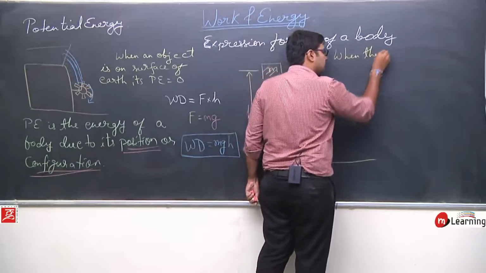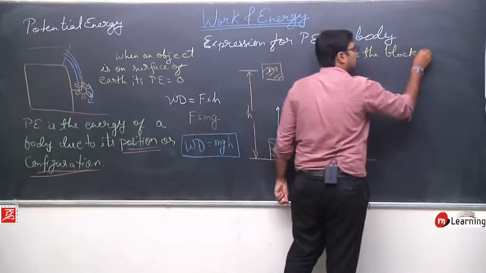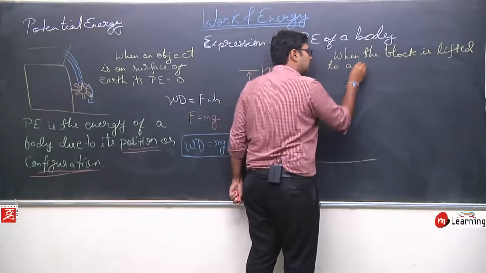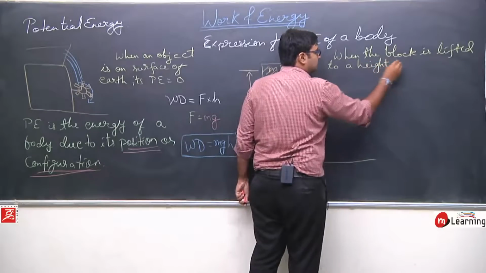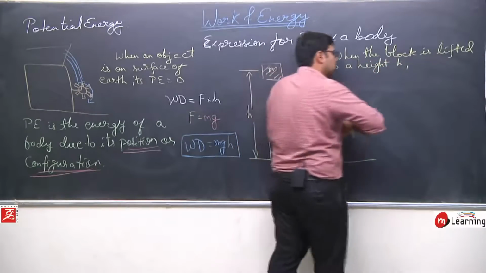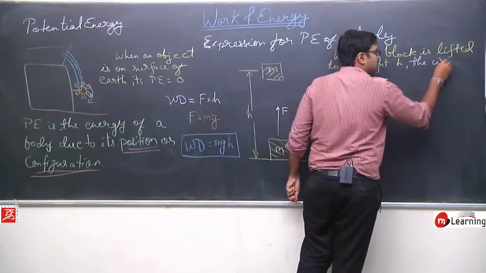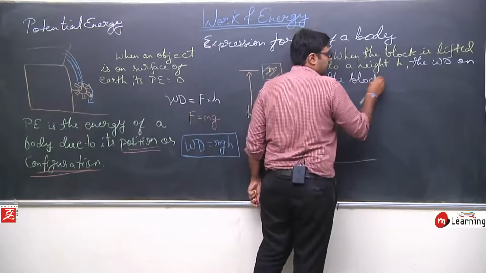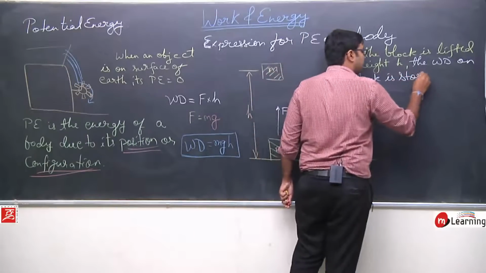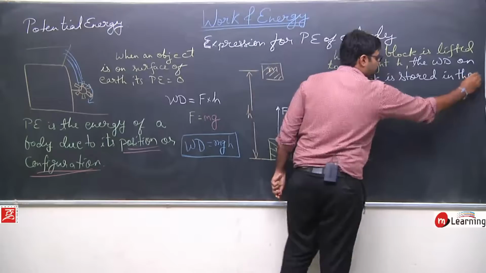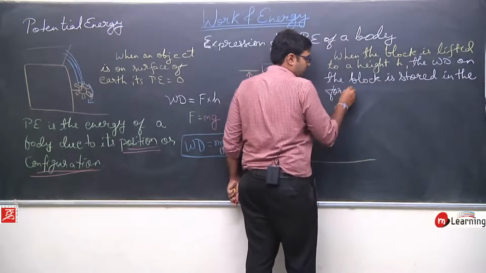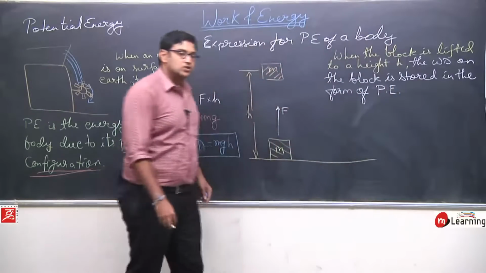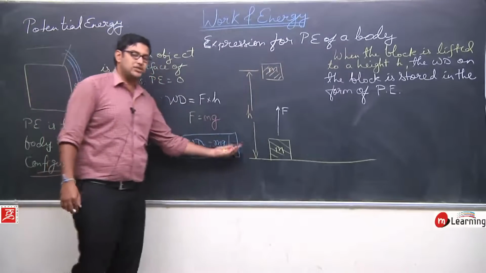So we will say when the block is lifted to a height h, the work done on the block is stored in the form of potential energy. Okay, so how much work do I have to do? I have to do m into g into h work.